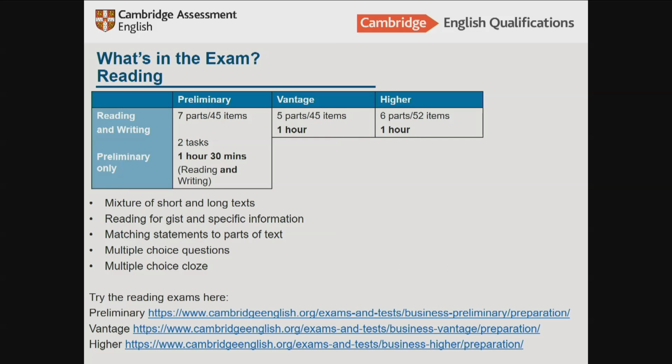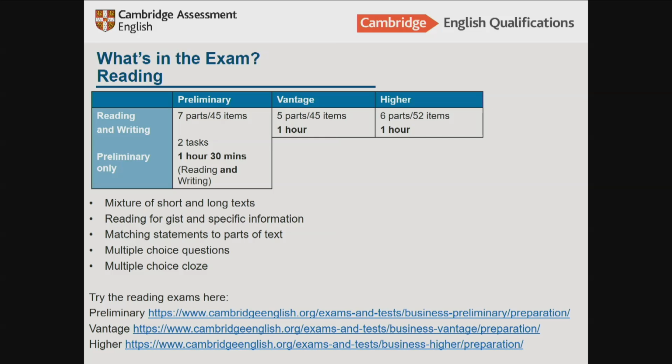So, let's look at each of the exams in more detail. So as we said, for the reading exam, for the preliminary, it forms part of a test including reading and writing. But then for Vantage and higher, these are separate 1-hour exams. In the exam, there'll be a mixture of short and long texts. You'll be expected to read for gist, which means a general understanding of the articles, as well as reading for specific information. And there are lots of different question types, such as matching statements, the parts of text, multiple choice questions, and gap fill activities.